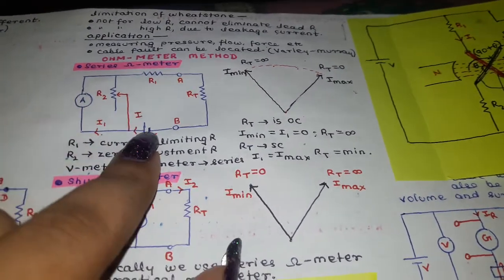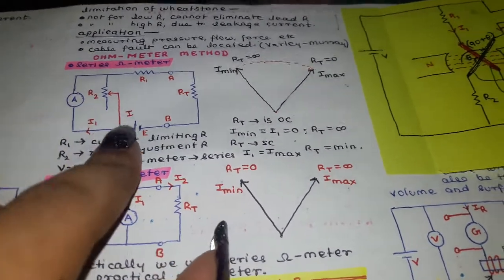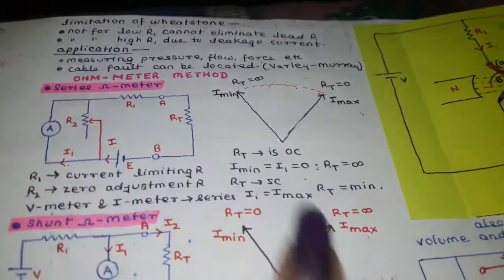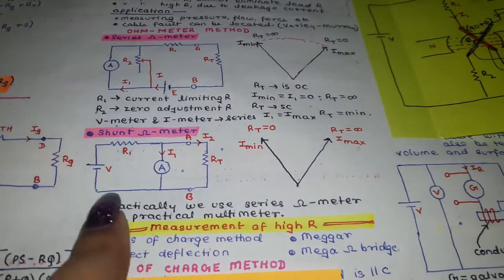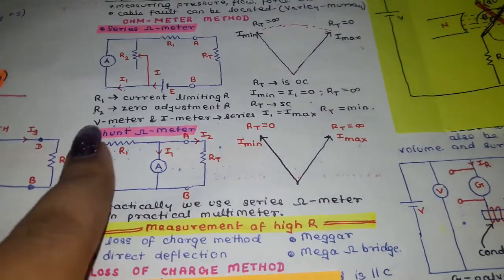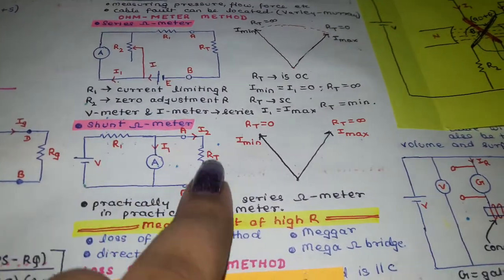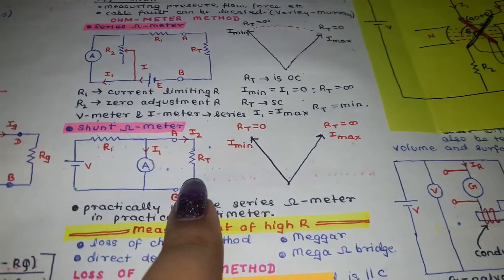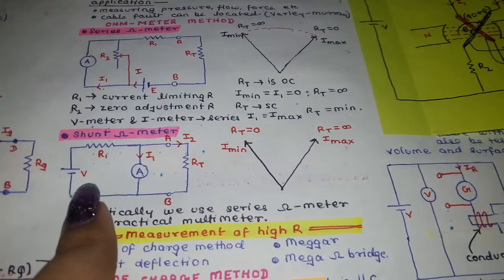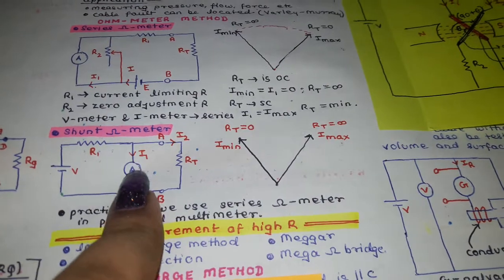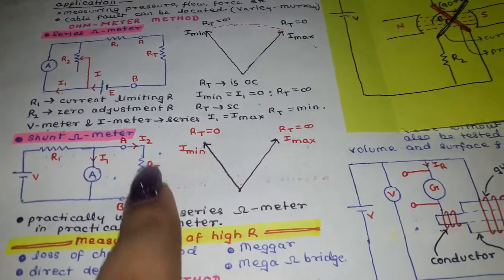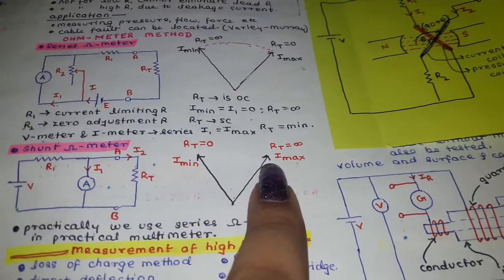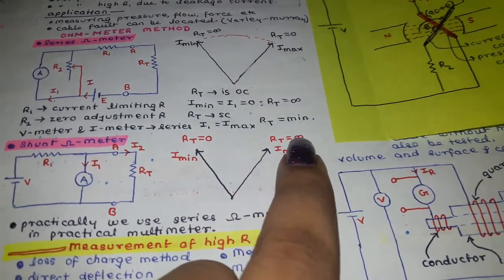Here you can see that V and A are in series, so this is your series ohmmeter. In the shunt ohmmeter, we have both of these in parallel. What we are doing here is, first we are supplying current over here. If you are getting this value of I1 equal to minimum, then your RT is also 0. But if your I1 is maximum, then RT is also maximum.